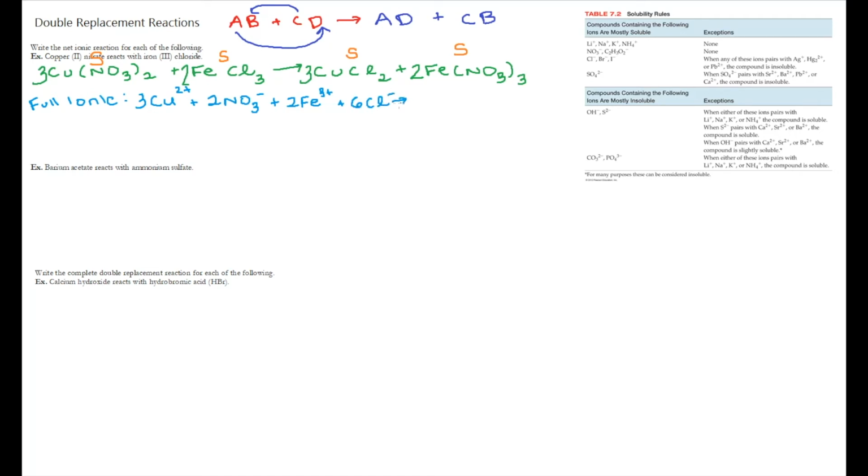So that's my reactants. For my products, I've got 3 copper ions, and all of these are breaking up because they're all soluble. I've got 6 chloride ions. I've got 2 iron ions, and it has a 3+ charge.